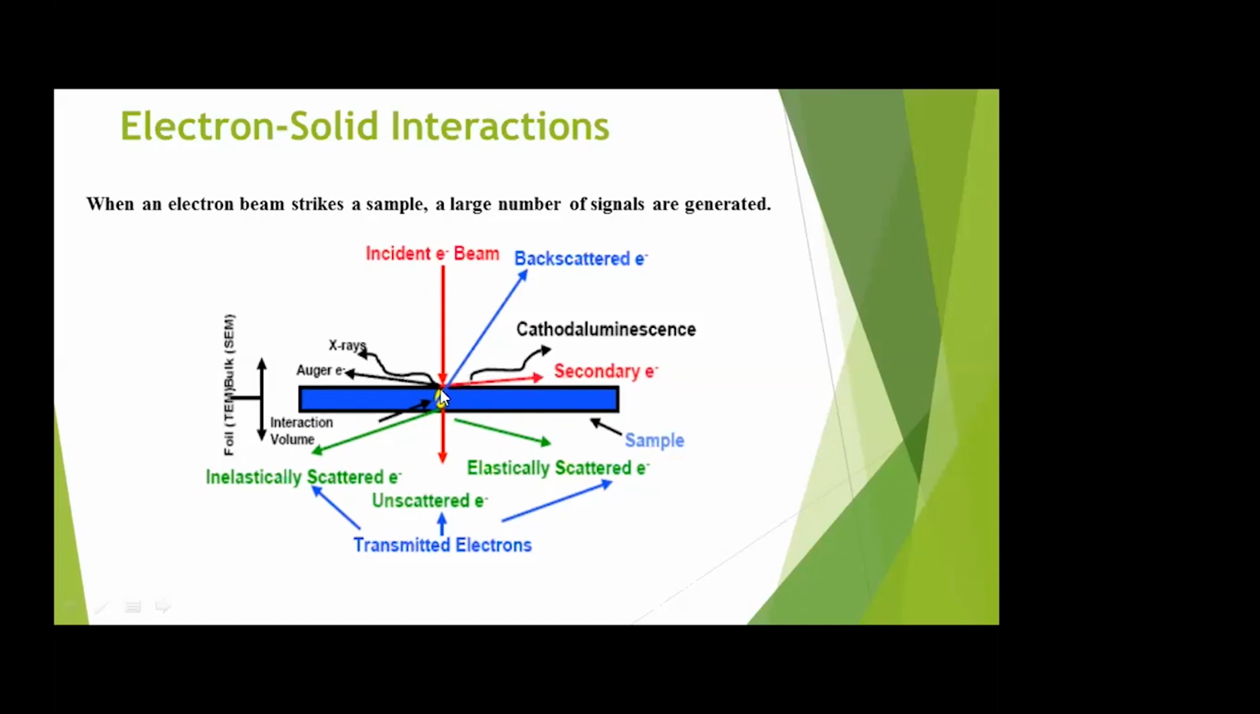Then we have backscattered electrons. Some amount passes through the sample, that is called specimen current, and some pass beyond the sample, they are called transmitted electrons. These transmitted electrons may be elastically scattered electrons or inelastically scattered electrons. What are these?